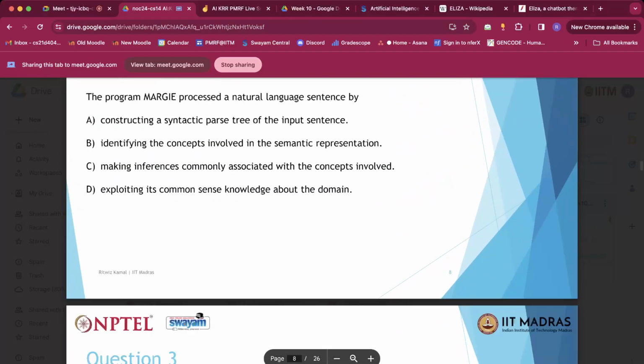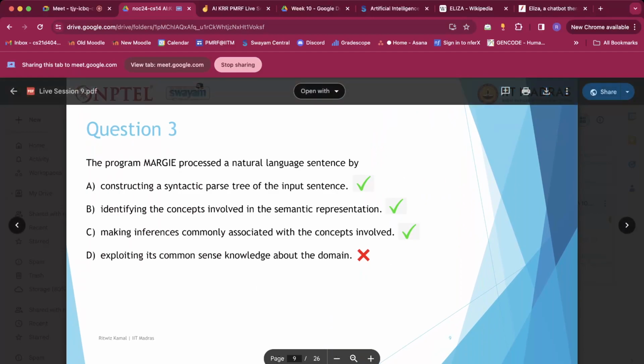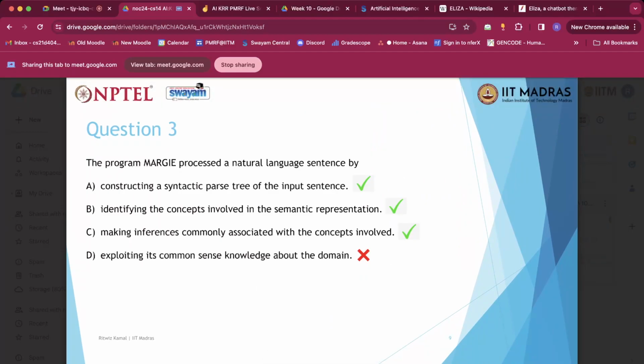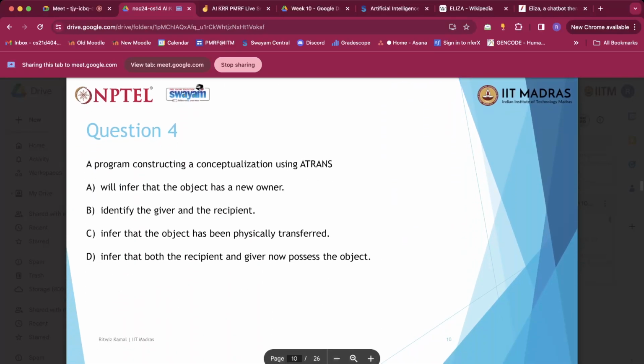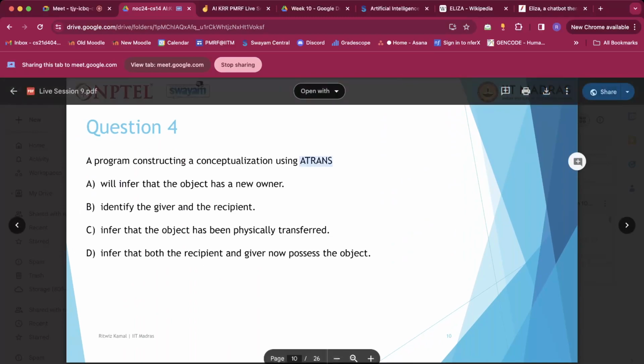Okay, then we discussed a question about this particular program called MARGIE that was built for the purpose of natural language understanding, and we discussed some of the options associated with how exactly MARGIE worked, and this again is based directly on the particular piece of information given about MARGIE in the slides, so you can check it out. We discussed what these different conceptualizations like ATRANS and PTRANS are.